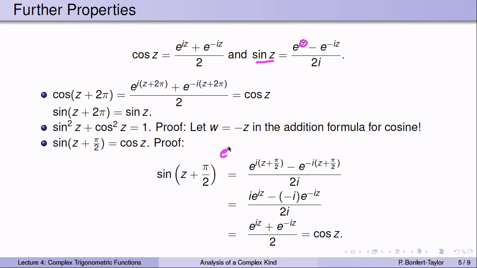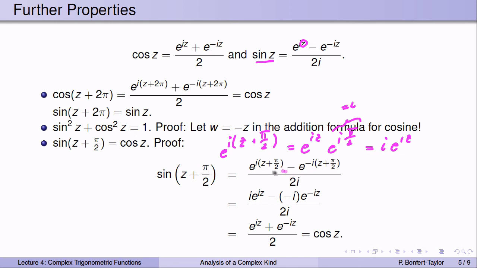But what is e to the i times z plus pi over 2? Again, we can pull that apart. As we did earlier, that is e to the iz times e to the i pi over 2. What is e to the i pi over 2? E to the i pi over 2 equals i. So in other words, this is i times e to the iz. Similarly, the second term is minus i times e to the minus iz because I have an e to the minus i pi over 2, which is minus i.